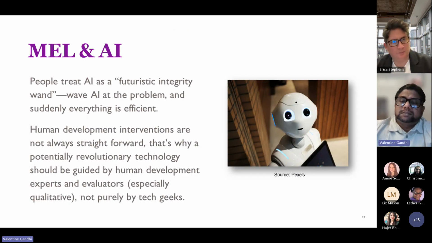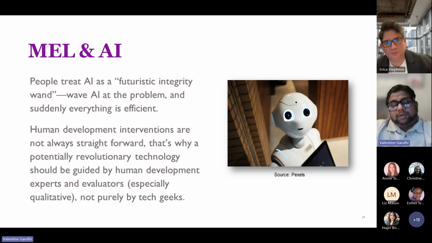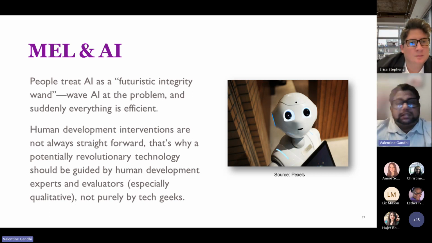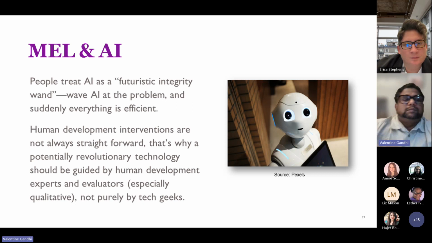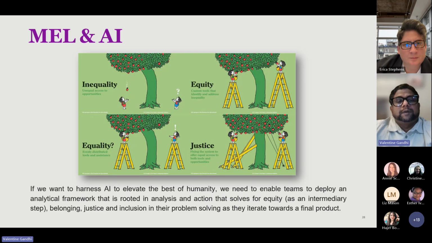And the challenge to that is, I will answer that when I read these questions. People generally tend to treat not just AI, but any technology as a magic wand. And as I said, there's a website called There's an AI for That. But as we all know, human development interventions are not always straightforward. So you can't just wave AI at a problem and think, oh, I have an AI for this, so it's going to be solved. It really needs evaluators, especially qualitative folks, and the storytellers, the people who understand the nuances of what happens at the ground level, to be speaking to the tech folks.